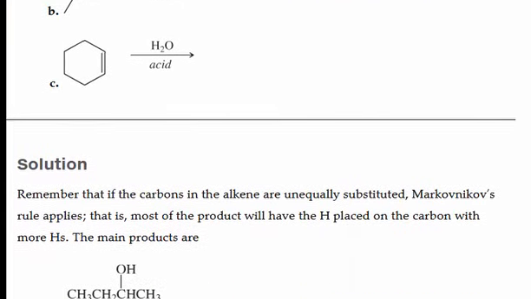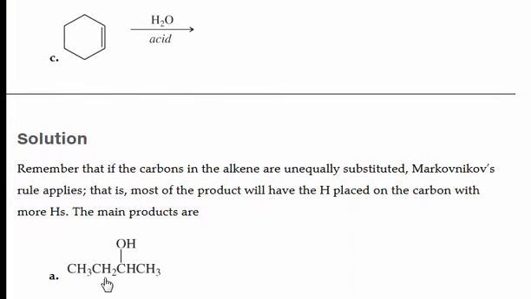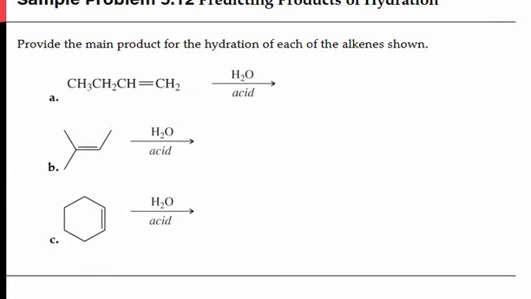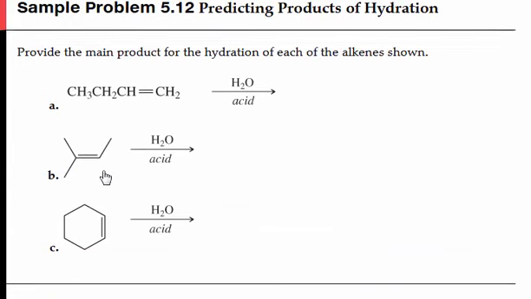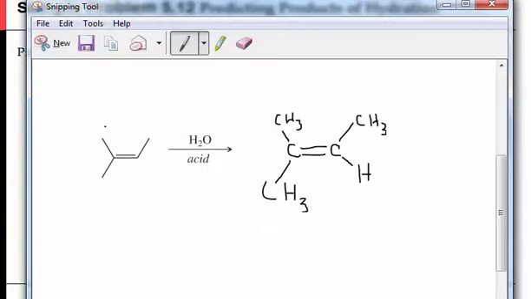So if we look at the main product, it's going to have 1, 2, 3, 4 carbons, and the hydroxyl group is going to be bonded to that second carbon. If we look at the next alkene, it's drawn as a skeletal structure. So it's useful to translate the skeletal structure to a Lewis structure.